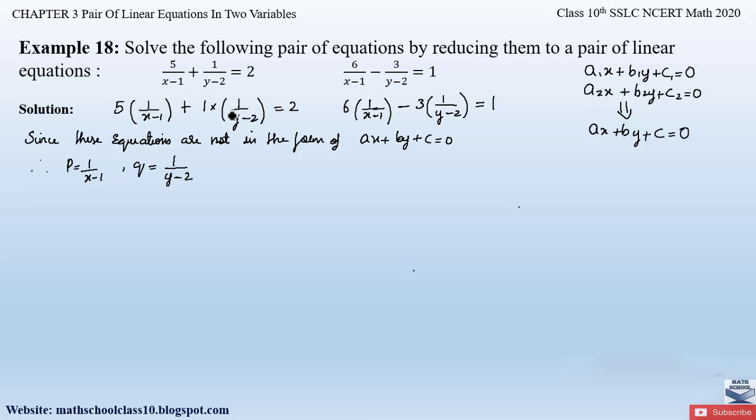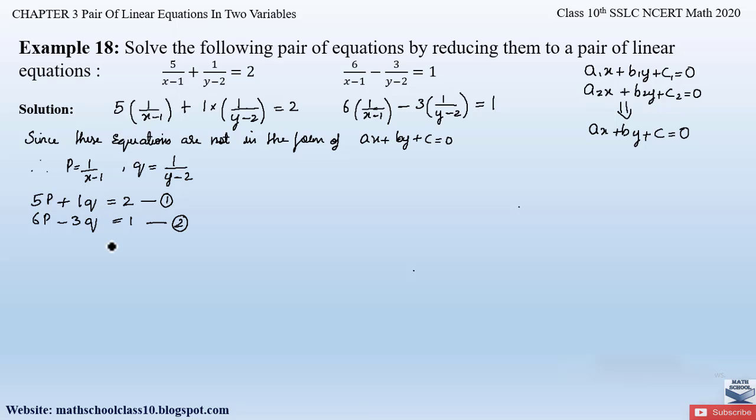So from the first equation we get 5 into p, 5p, plus 1q, substituting 1 by (y minus 2) as q. So we get 5p plus 1q equal to 2. Let us take this as equation 1. Similarly, in the second equation, substituting 1 by (x minus 1) as p and 1 by (y minus 2) as q, we get 6p minus 3q equal to 1. So this is equation number 2. So we have got the pair of linear equations.